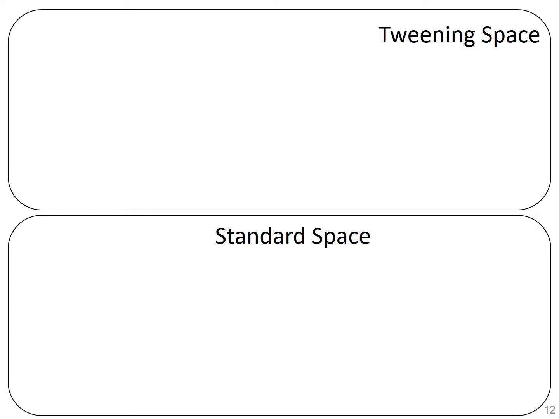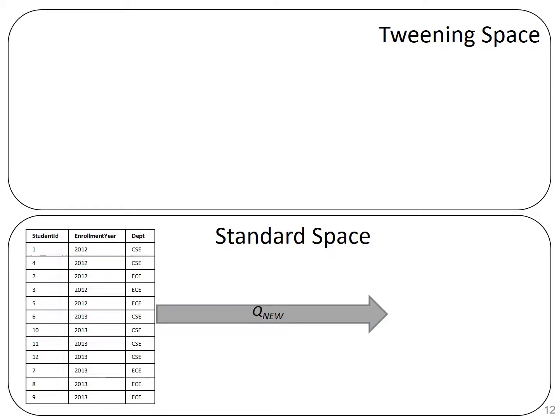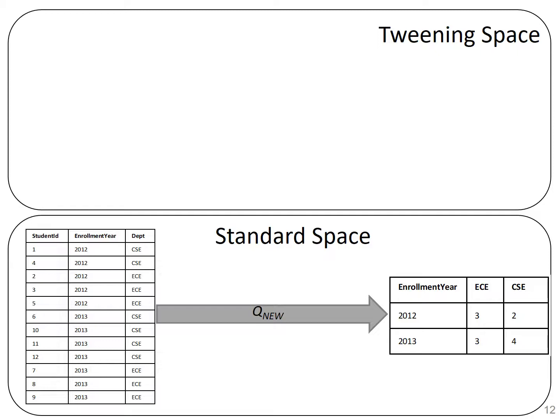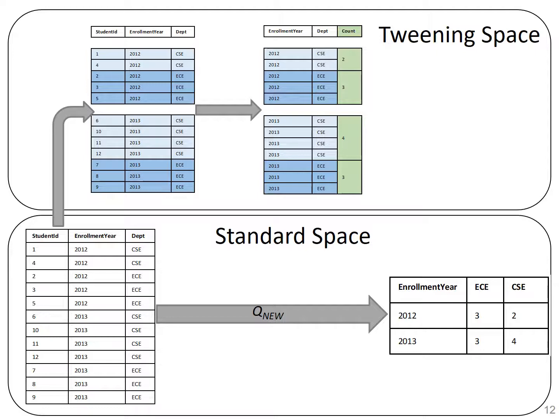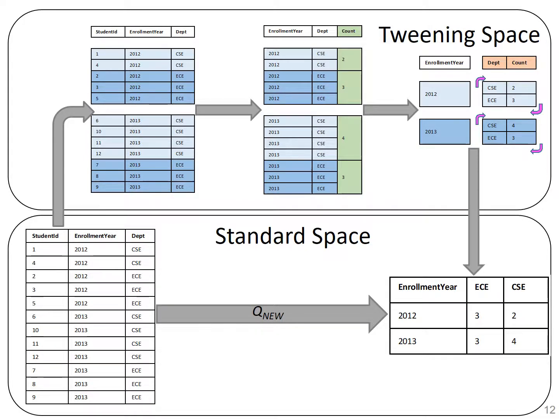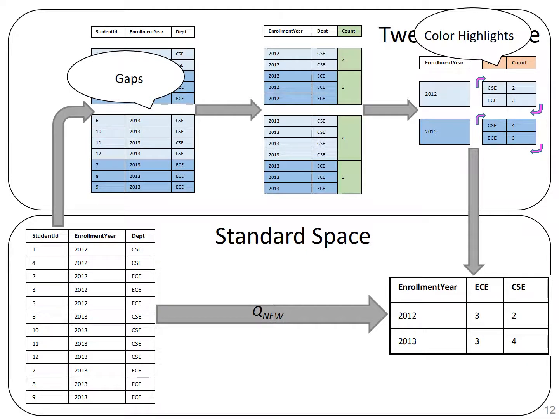We use a two-space model for describing tweening. The standard space is the standard visualization space in which traditional query interfaces operate. Issuing a new query, QNew, would change the result set instantaneously. The tweening space breaks down this transition into intermediate steps. The tweening space is characterized by visual cues such as gaps and color highlights, and we use a nested relational model to represent the intermediate states. This is because the nested relational model provides a more intuitive hierarchical representation for aggregation compared to the relational model.